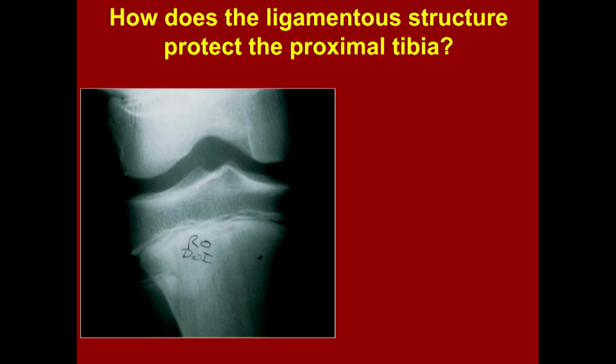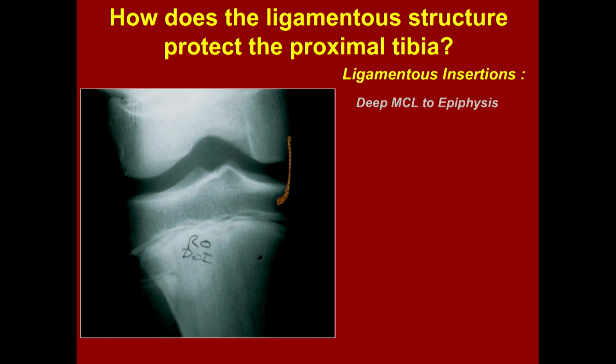Now, you talked about the ligament structure. How do they protect the tibia? Where are the ligaments attached? In the metaphysis? Yes, well, actually, there's one that attaches to the epiphysis, and that's the deep medial collateral ligament. That's not a very strong ligament, is it?